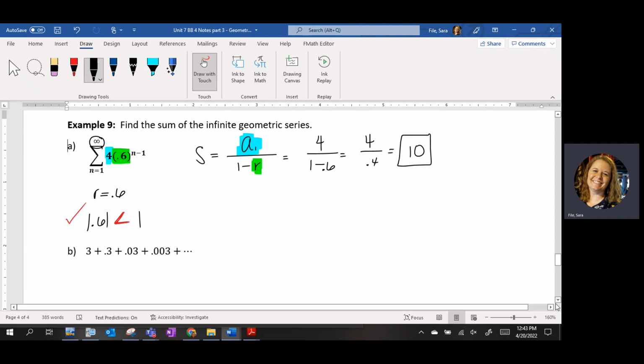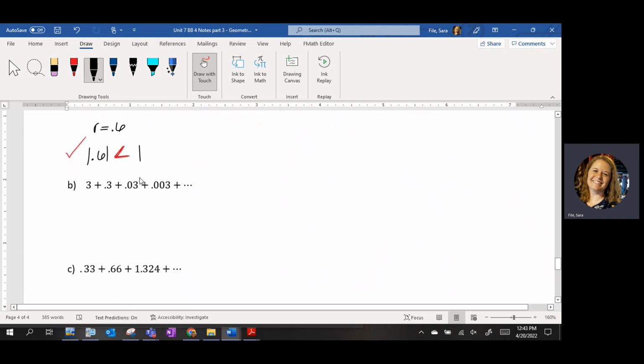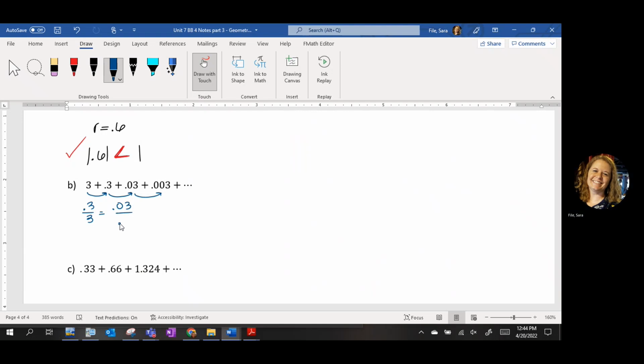Now in B, they don't tell us the sigma notation or the equation. They just give us the first 4 terms in the sequence. So to identify R, we have to figure out the pattern. And we do that by dividing, right? So we could do 0.3 divided by 3, like that. Or we could do 0.03 divided by 0.3.